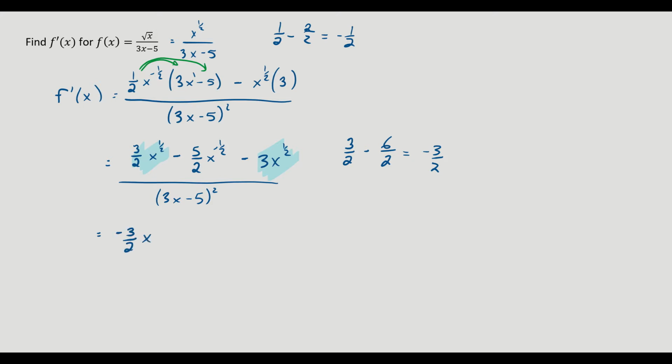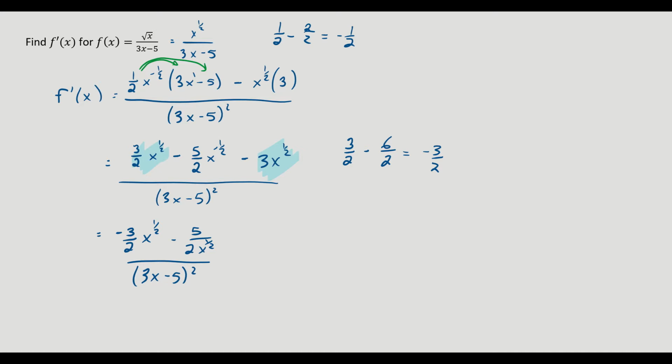negative 3 halves, x to the 1/2, minus 5 over 2x to the 1/2. I brought my x down low because it has the negative exponent. And then it's 3x minus 5 squared on the denominator. Okay, can I clean this any more? Well, I can a little bit.